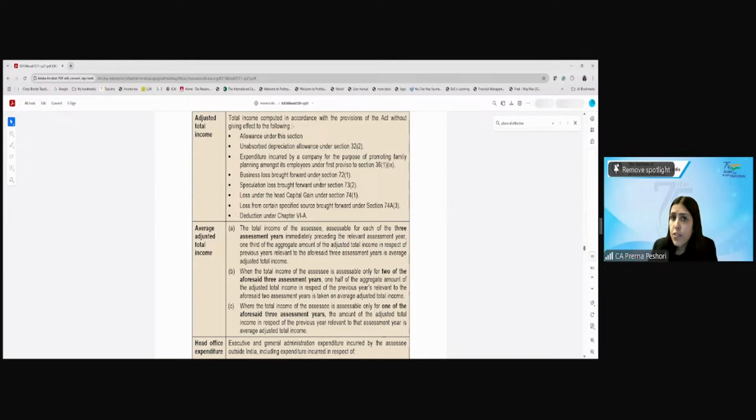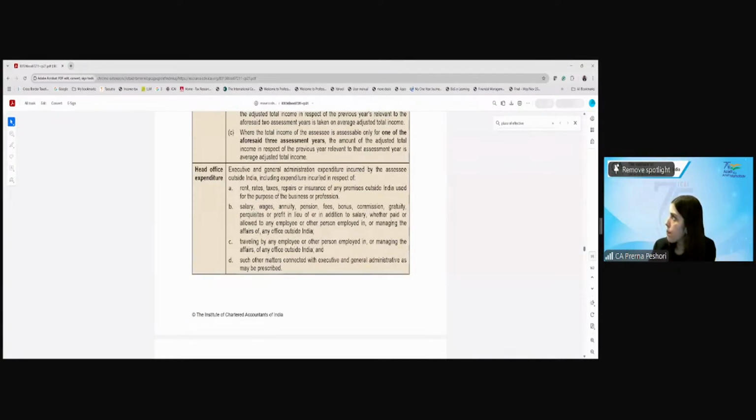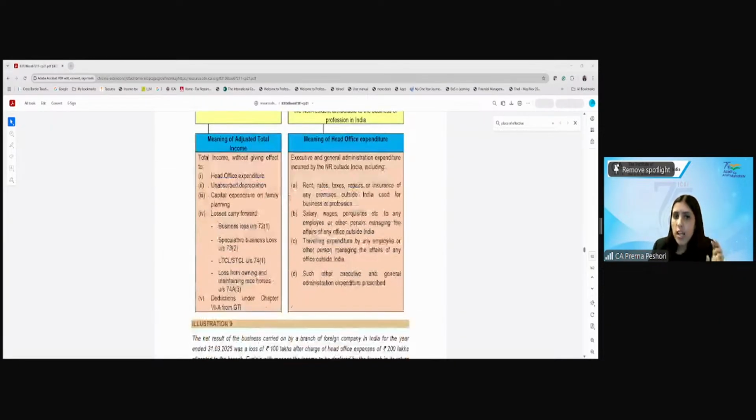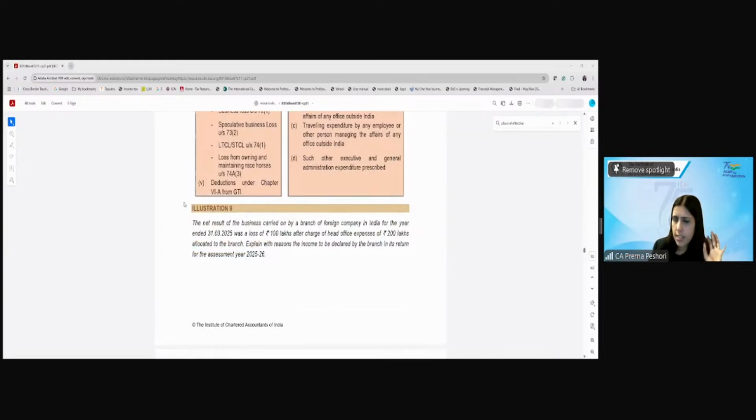Then what is the head office expenditure? Head office expenditure is basically the expenditure in relation to the payment to the head office, in respect of rent, repairs, salaries, travel expenses, all of that. Okay, so this is how the HO expenditure is allowed. Let us solve a question and understand more through that.